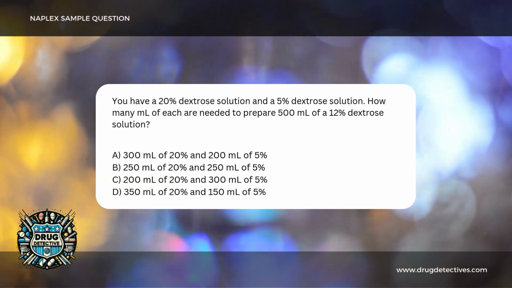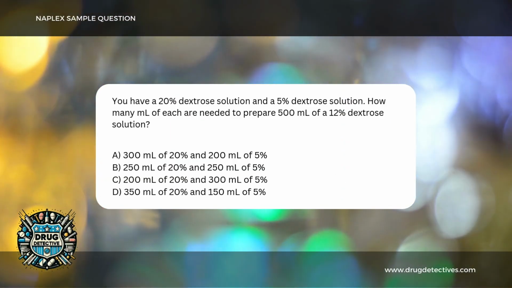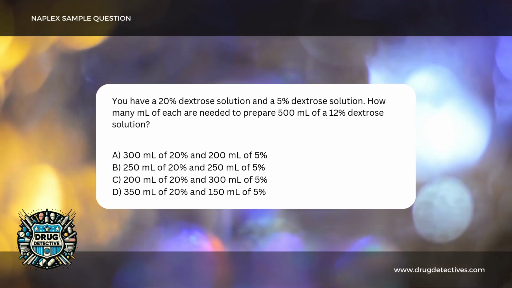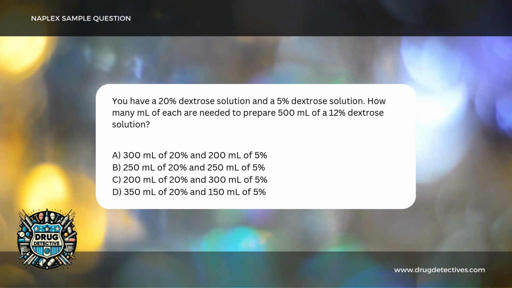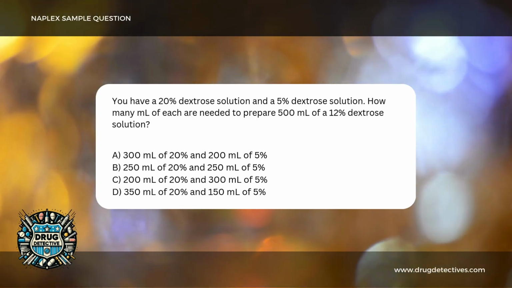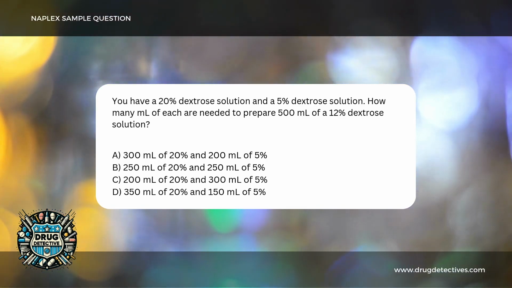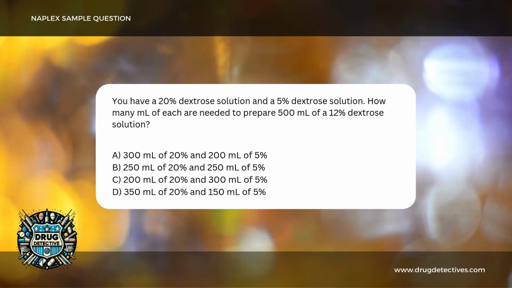Now for a fun one. Alligation. Let's mix things up. Literally, you have a 20% dextrose solution and a 5% dextrose solution. How many milliliters of each are needed to prepare 500 milliliters of a 12% dextrose solution?